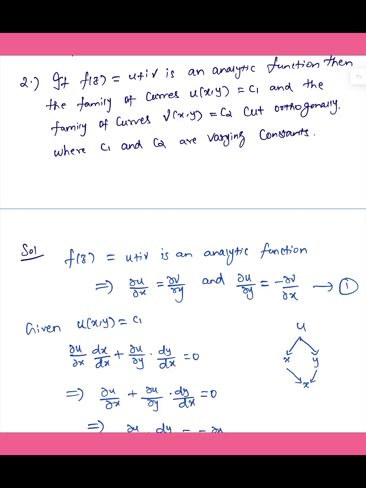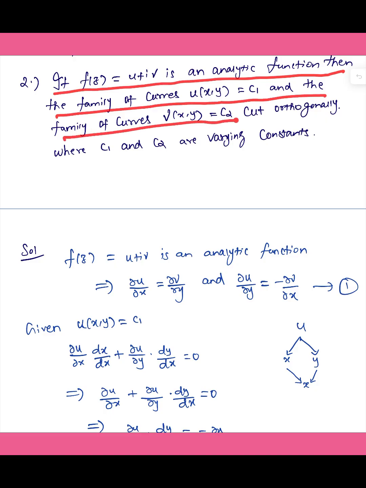Very good morning, all. In today's lecture we will see the orthogonal conditions for an analytic function. If f of z equal to u plus iv is an analytic function, then the family of curves u equal to c1 and the family of curves v equal to c2 cut orthogonally, where c1 and c2 are varying constants.